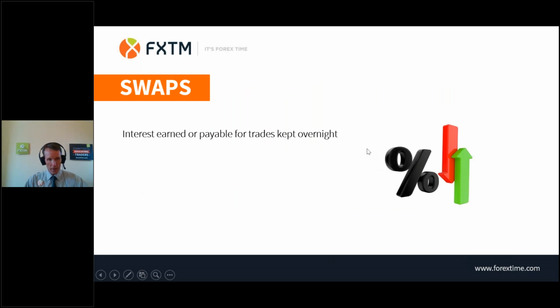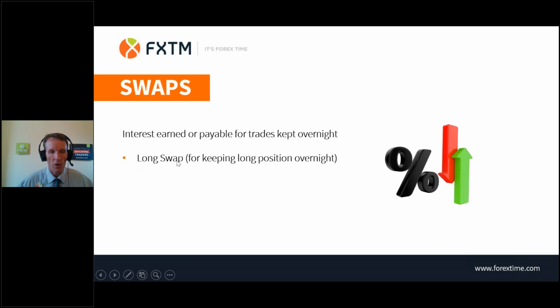Okay. Another common question we get, something some people misunderstand in the beginning, and they get a nasty surprise, is what are swaps? Now, swaps is the interest earned or payable for trades that you keep overnight. So if you have a longer term trade that you keep overnight, then you're going to see there's either deductions or money added to your account, depending on how you bought and sold, and when you bought and sold, and your position. So we're going to look at how that happens.